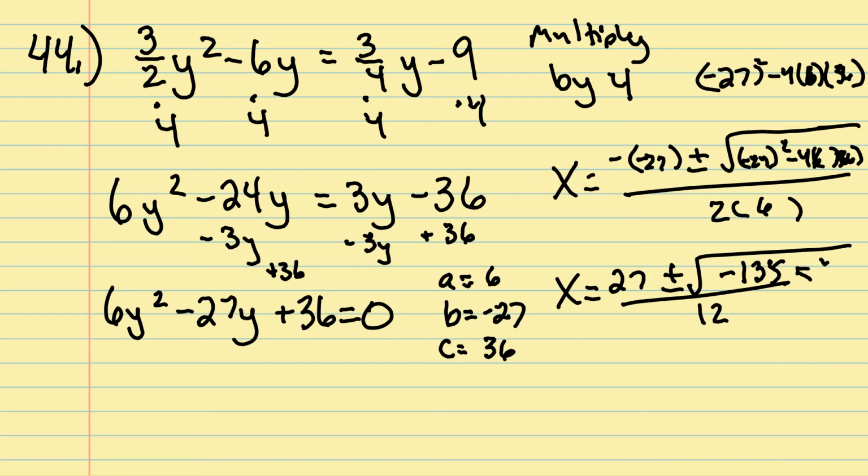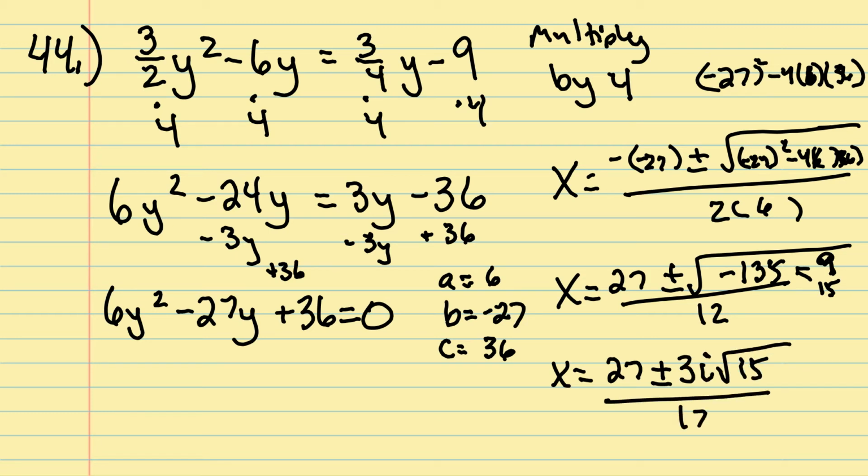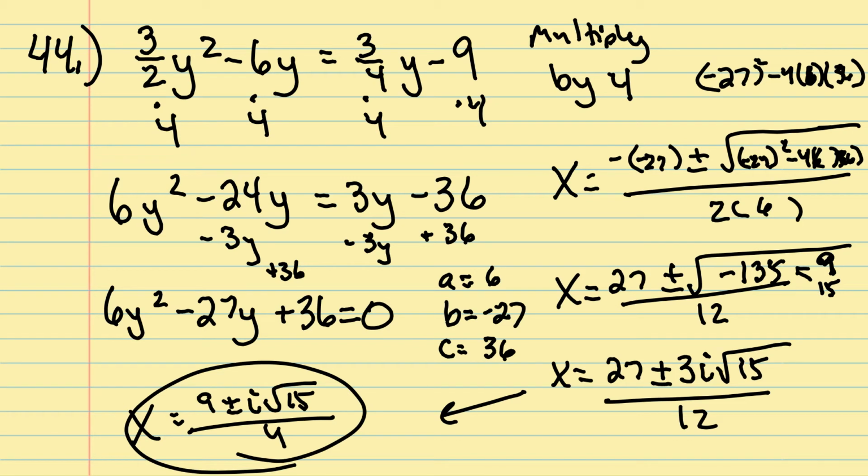Now I know negative 135 is, I have to say 9 times 15. The negative turns into i, so I get x equals 27 plus or minus, we'll say plus or minus 3i square root of 15 all over 12. I divide everything by 3, so my best answer is x equals 9 plus or minus i radical 15 all over 4. So that one's a little tough, but it worked out.